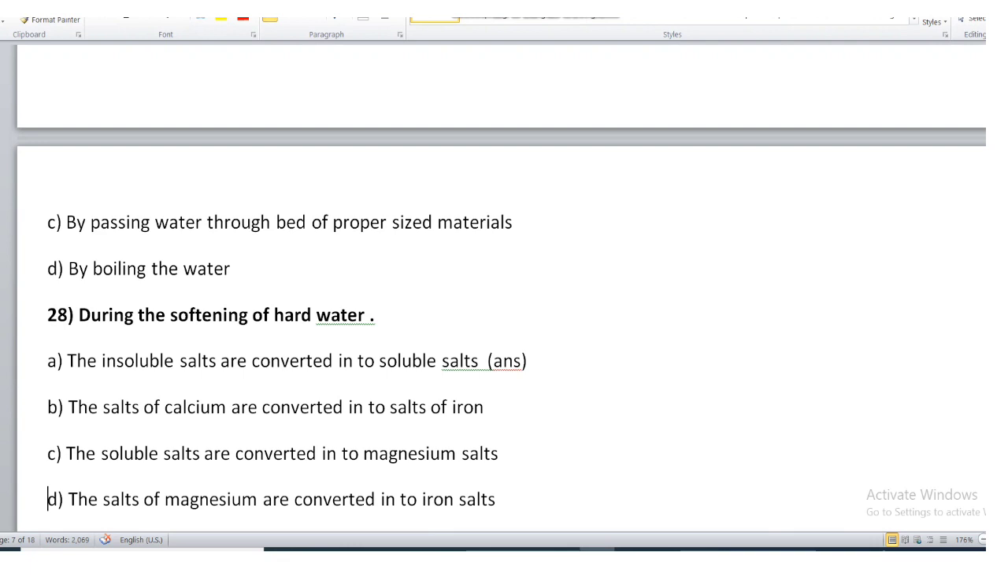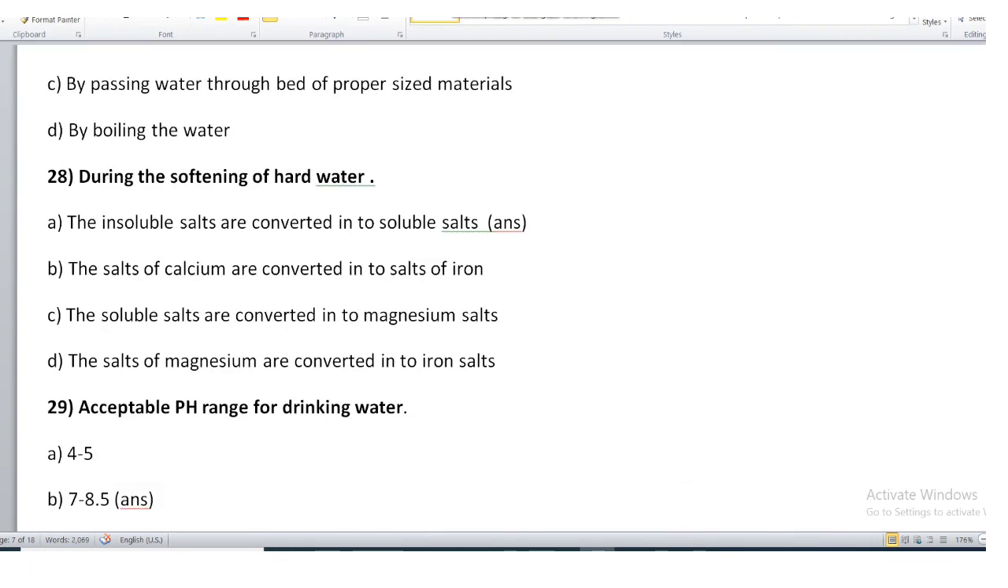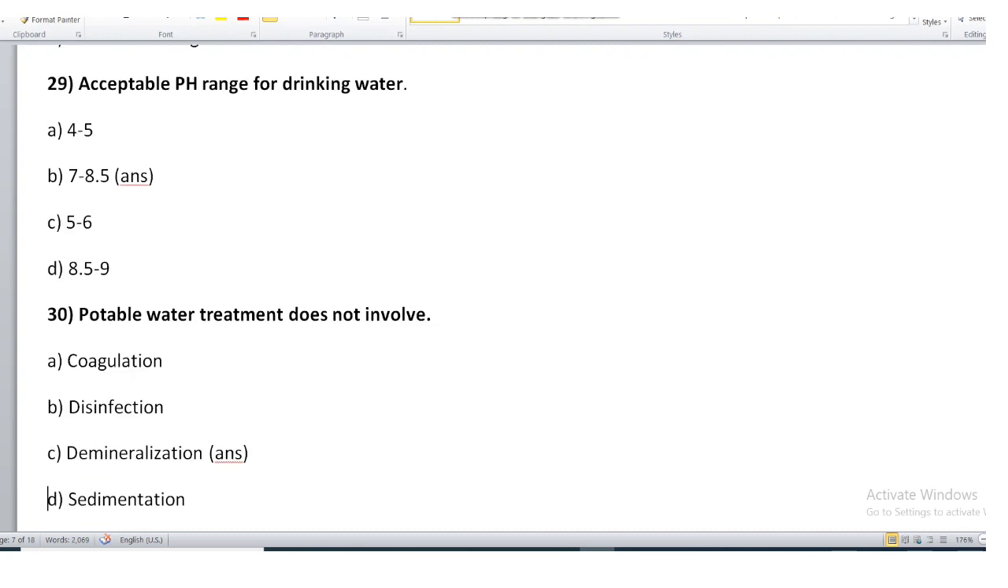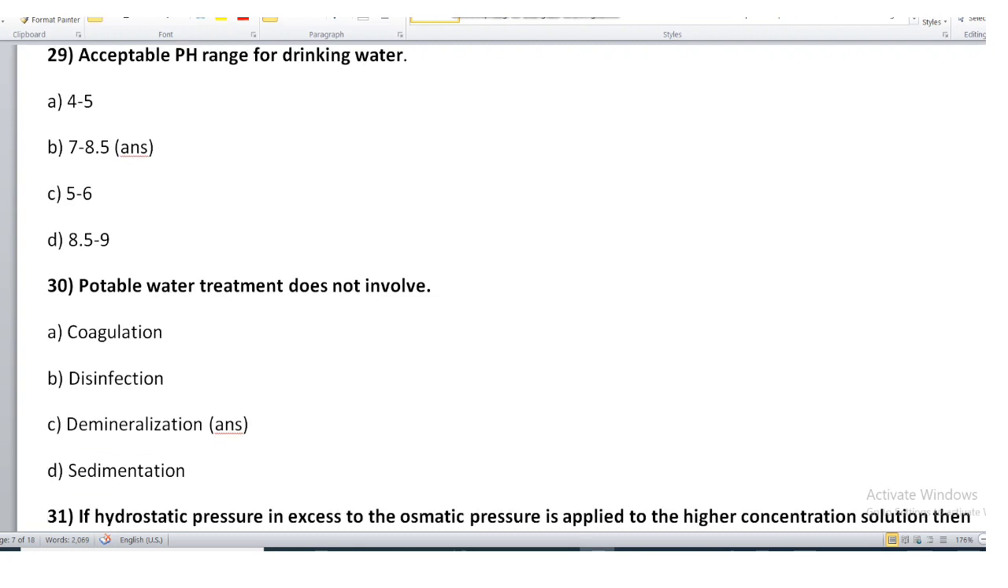Then the 28th question: during the softening of hard water, the insoluble salts are converted into soluble salts. This is known as softening of water. Then, the acceptable pH range for drinking water is what? It is 7 to 8.5. That means it should be slightly alkaline in nature.